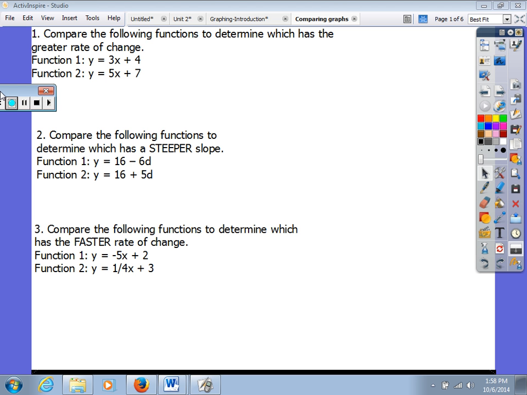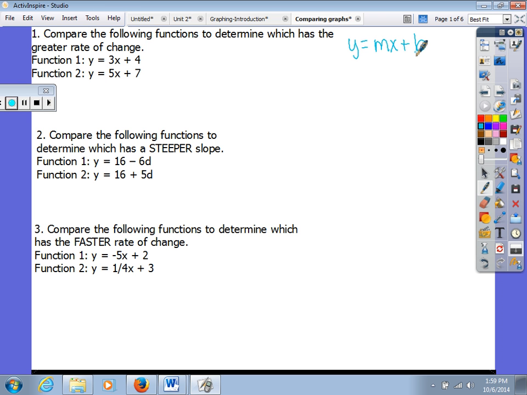So number 1 says compare the following functions to determine which has the greater rate of change. First off, what is the rate of change? The rate of change is the slope. Go ahead, I want you to tell me, what is slope-intercept form? Y equals what? Okay, so y equals mx plus b. And the reason why this is called slope-intercept form is because it literally means slope-intercept form. Ooh, difficult, huh?